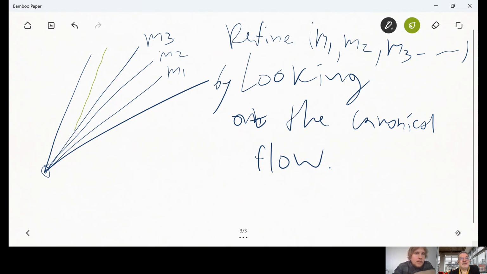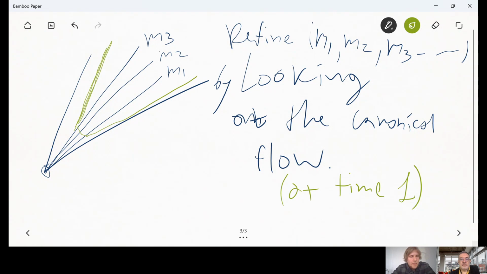At time one, let's say, you have a copy of this ray. Then you have something small here, something small here. Then you have a copy of the second ray. And let me call this N, let's say N1, or even better L1.